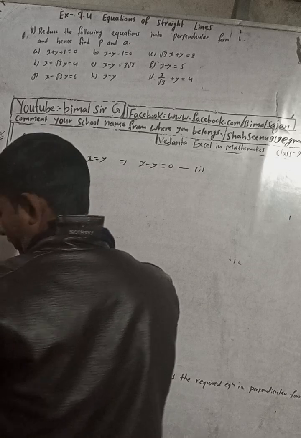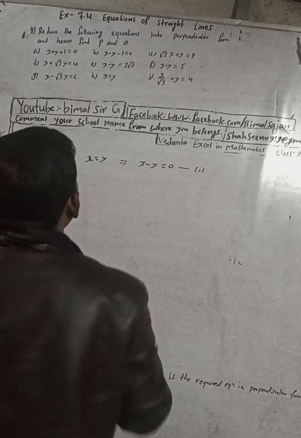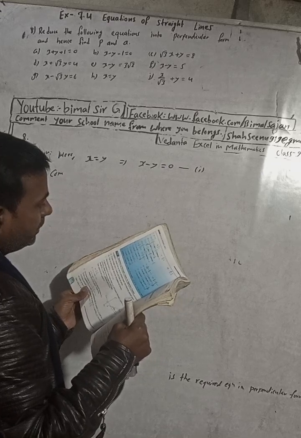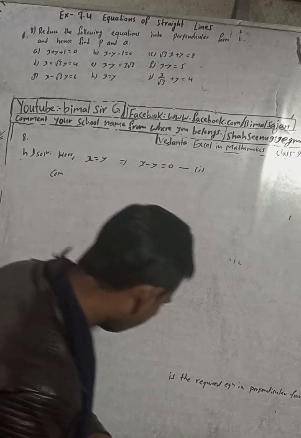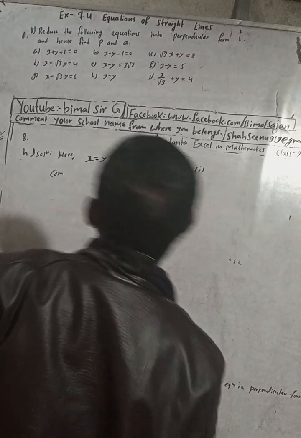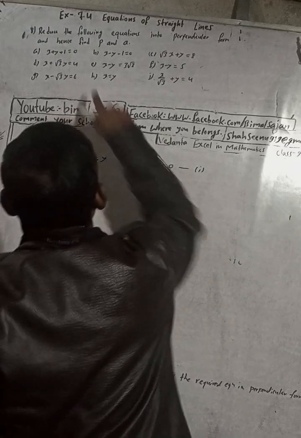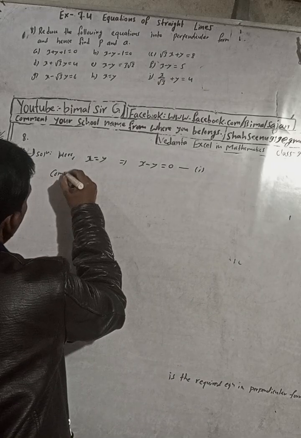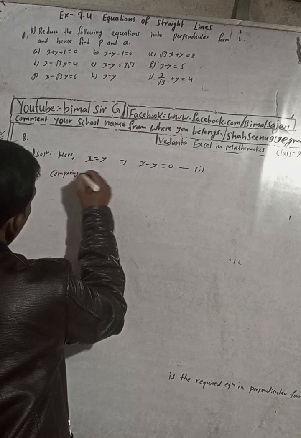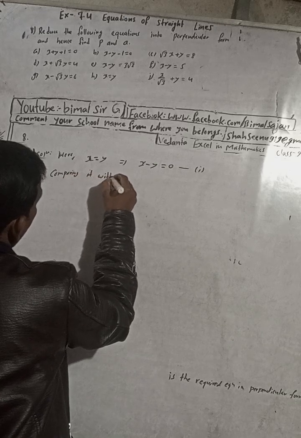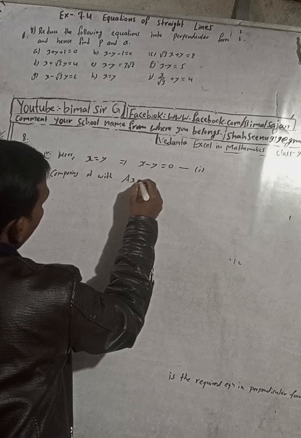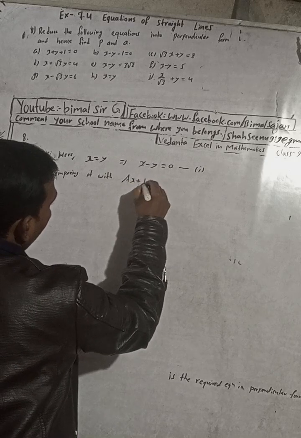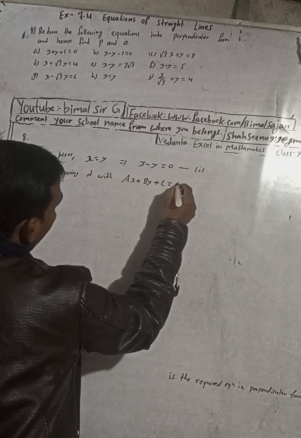I forgot to check the answer. What was our answer for this G number? Our G number answer was x cos 300 plus y sin 300 equal to 3. Yes, 3 was there. Now comparing it with ax plus by plus c is equal to 0.